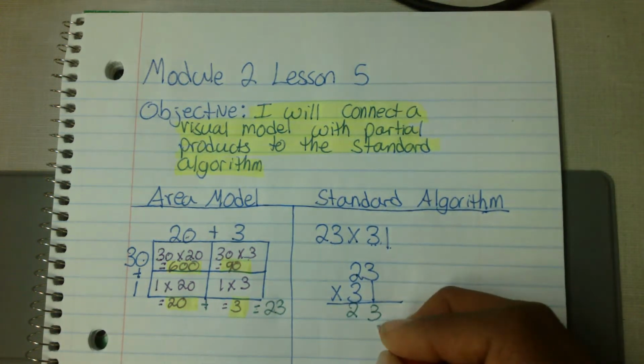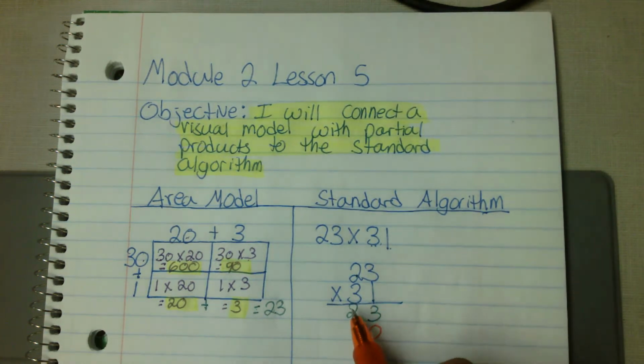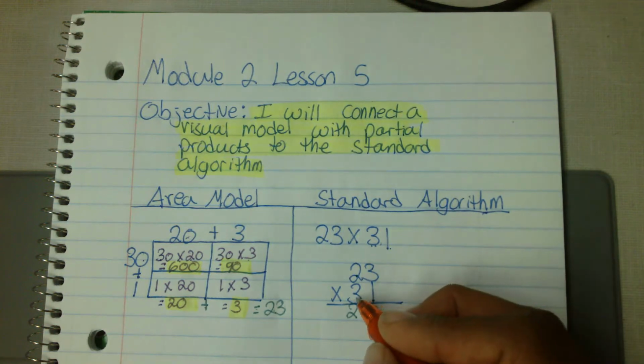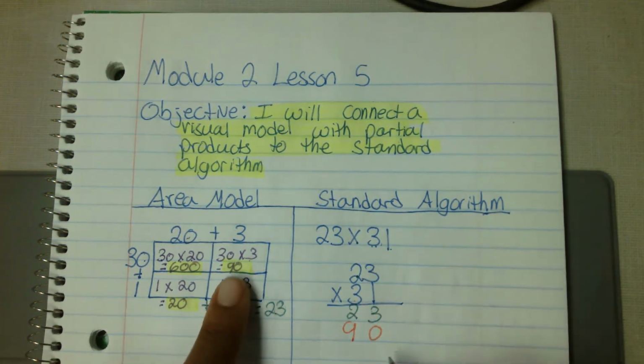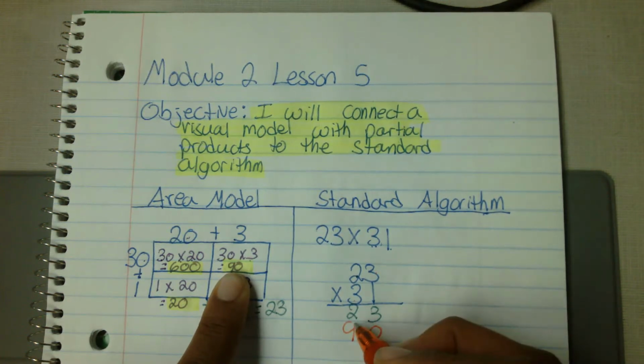Then remember, we put a 0 here as the placeholder because we're multiplying by our tens, not by ones. So that 0 goes there. So 3 times 3 is 9. So there's 90. Do you see our 90 right there?